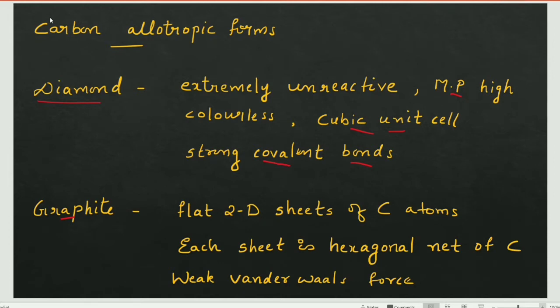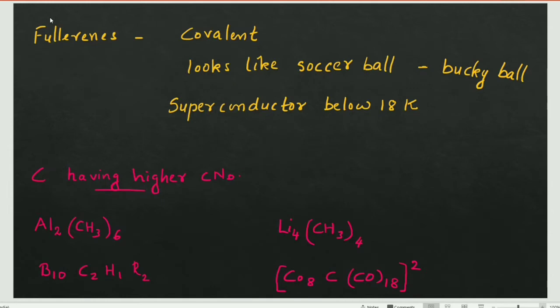And the third one is fullerene. Fullerene is also known as buckyballs because the shape is like a soccer ball, and their bonds are covalent like diamond. They are superconductors below 18 Kelvin. So fullerenes can act as superconductors below 18 Kelvin.